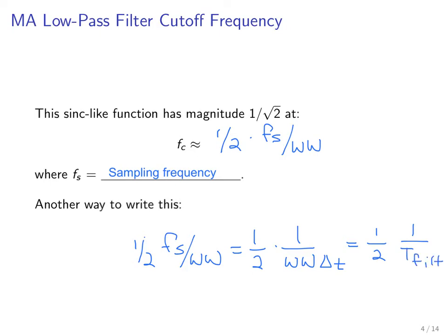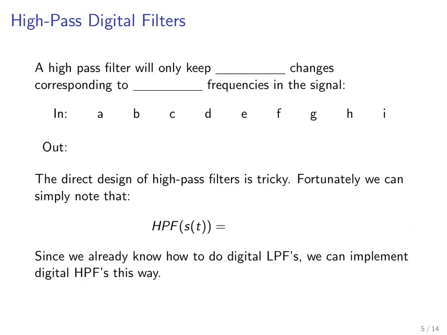Okay, so the cutoff frequency is 1/2 times 1 over the duration of the moving average window in time. Pretty simple expression. And so then the units of this would be in hertz, as you can see. So that was low-pass filters. That discussion of cutoff frequencies finishes off our discussion of low-pass digital filters. Now let's move on to high-pass digital filters.